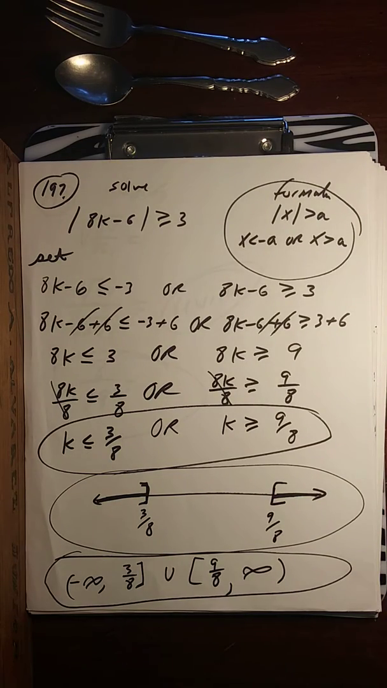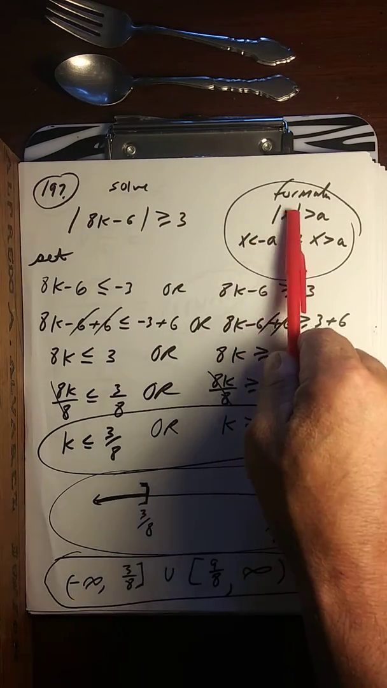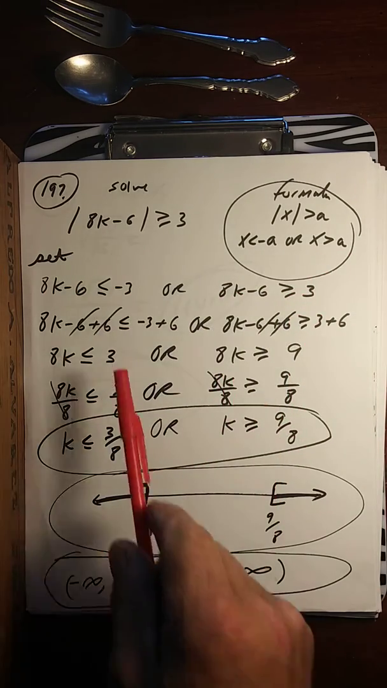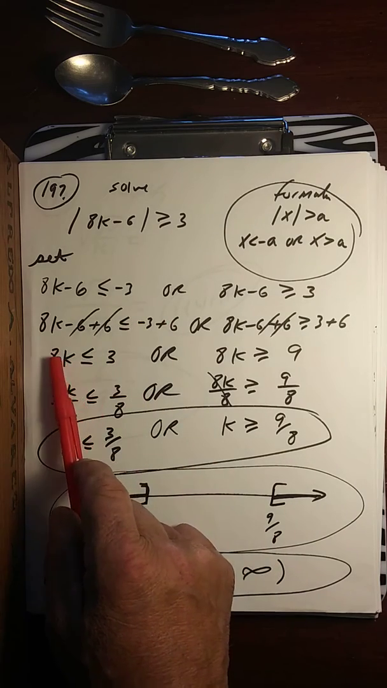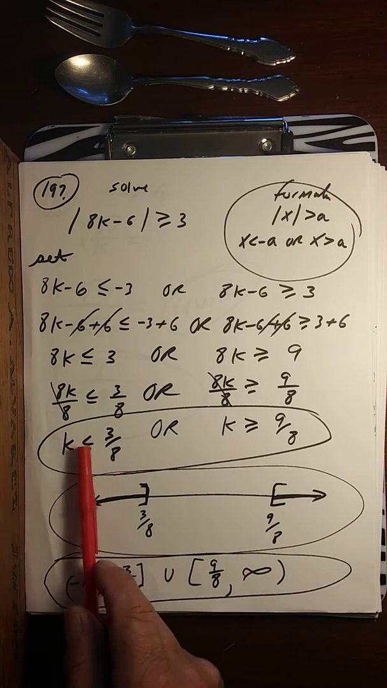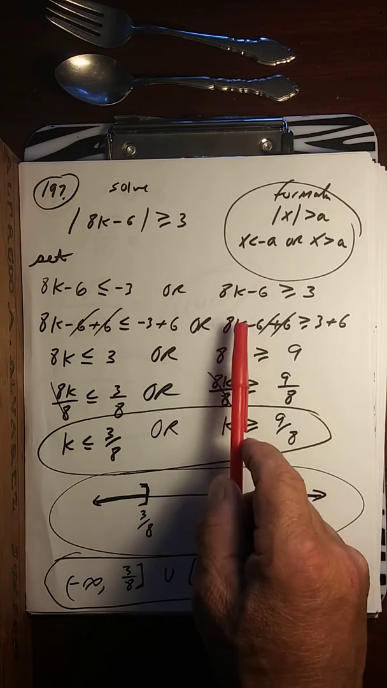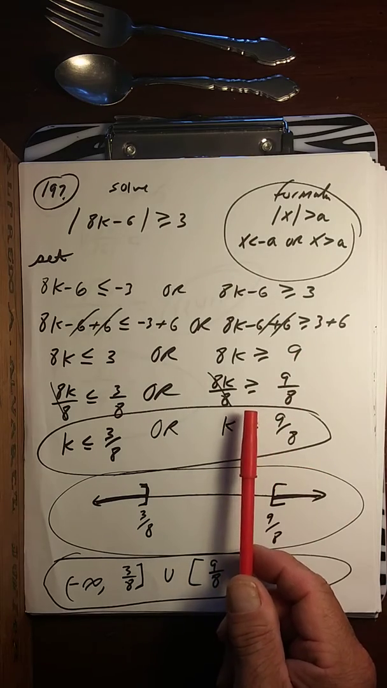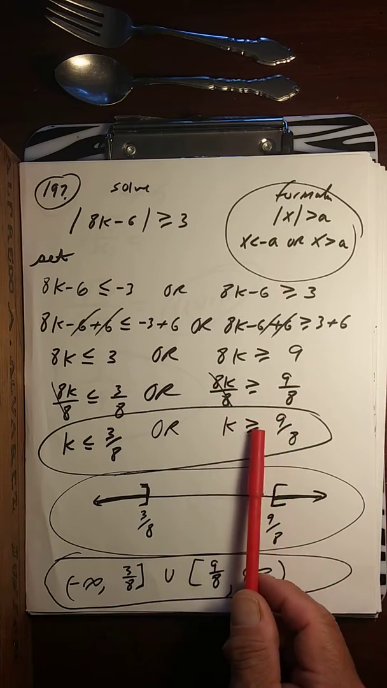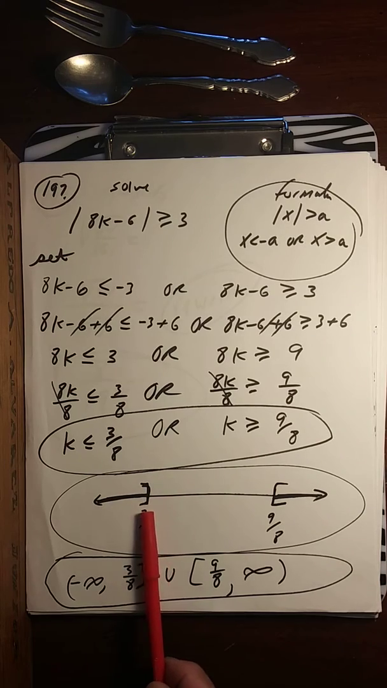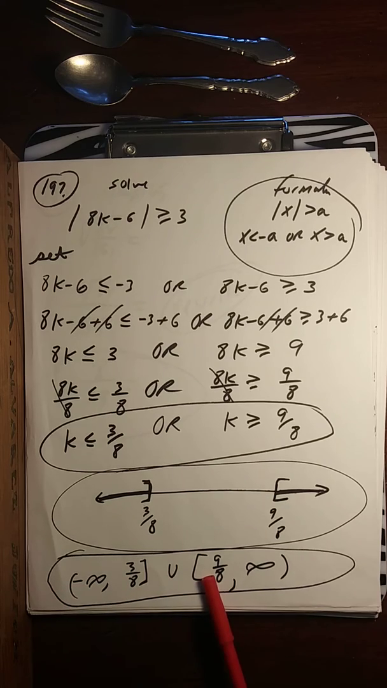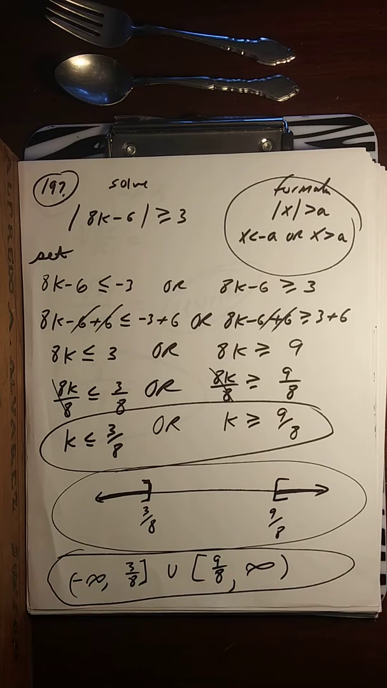Absolute value of 8k minus 6 is bigger than 3. Formula right there. It says less than negative 3 or it's bigger than that. So this is less than negative 3 or it's greater than positive 3. So add 6, add 6. So 8k is this. Divide by 8, divide by 8. So k is less than or equal to 3 over 8. Or add 6, add 6. 8k is greater than or equal to 9. So that's going to give you divide by 8, divide by 8. So k is greater than or equal to 9 over 8. Or including the 3 over 8 this way. Including the 9 over 8 that way. Or including the 3 over 8 to infinity. Put it in that to infinity. Negative infinity and positive infinity.